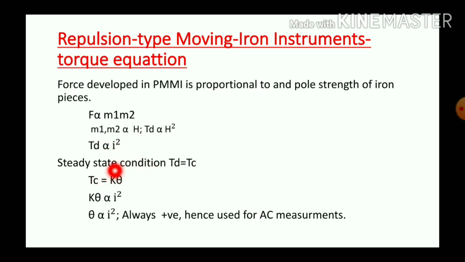At steady state condition, the deflecting torque equals the controlling torque, and the controlling torque Tc is equal to K theta. K is a constant and theta is the deflection of the pointer, and hence K theta is proportional to I square. So the deflection of the pointer is proportional to I square, and it is always positive, and it can be used for both AC and DC measurement.